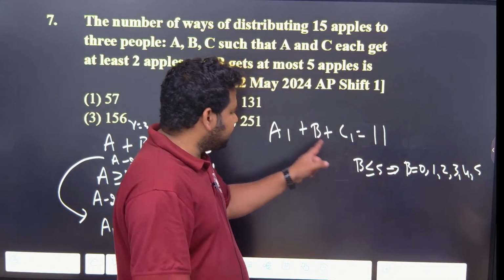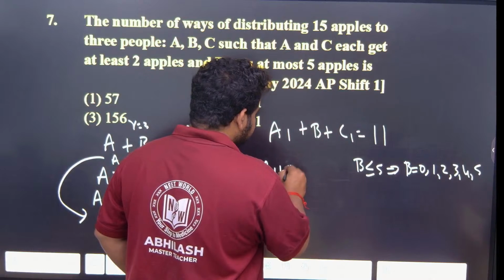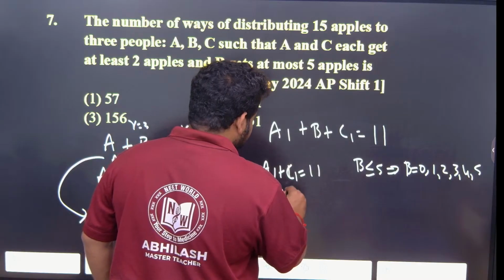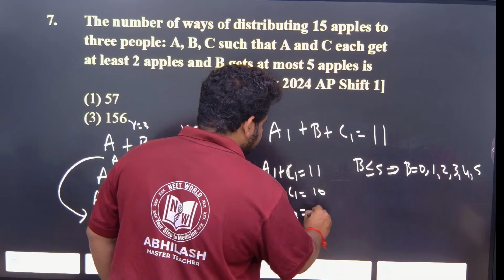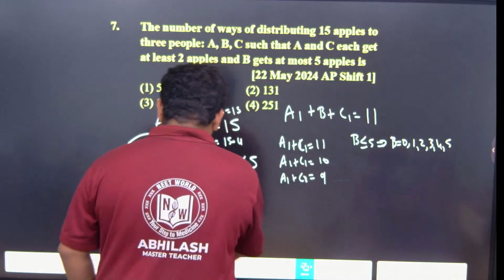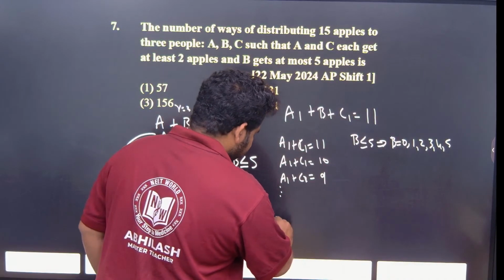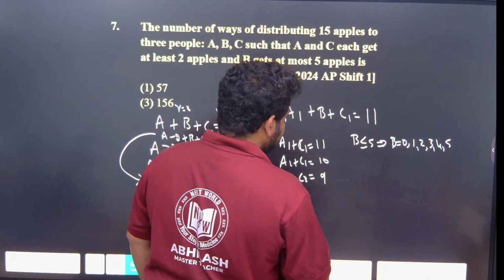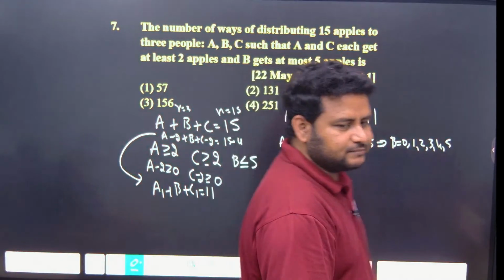Now if I put B equal to 0, I get A1 plus C1 equal to 11. If I put B equal to 1, A1 plus C1 is equal to 10. If B is 2, I get 9. Like this it goes on, and if you put 5, it will be 6.